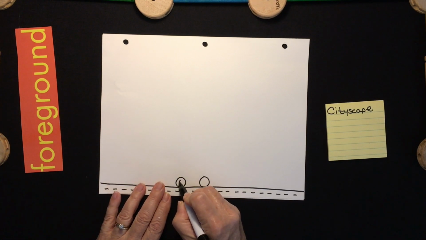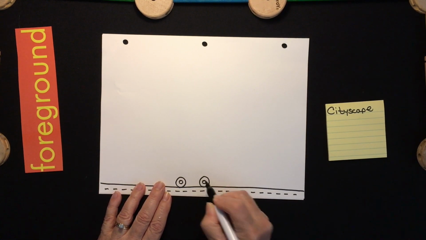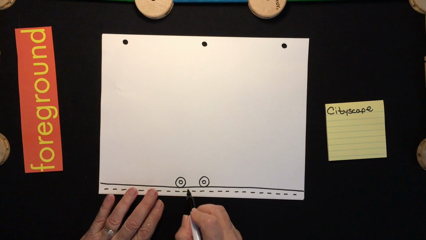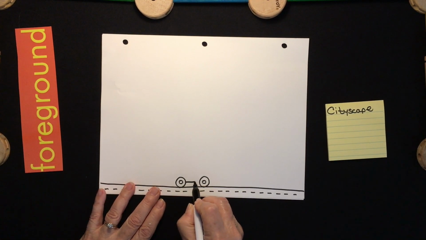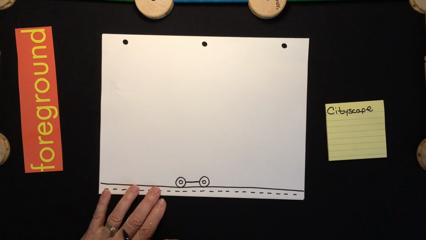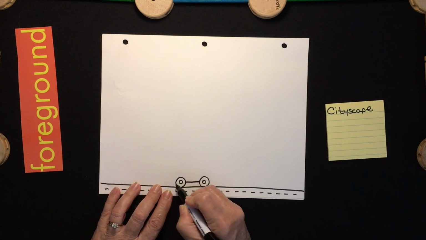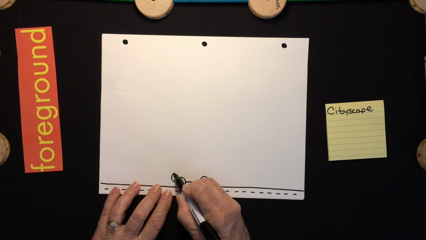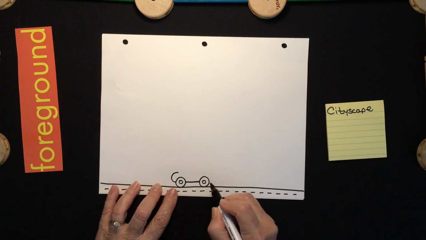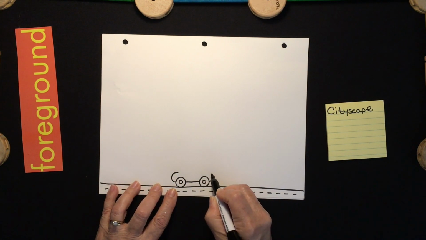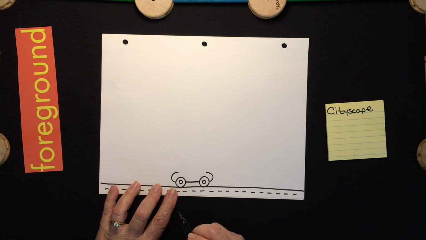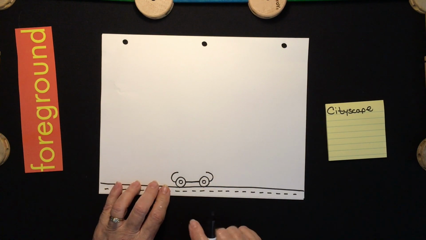Next, I'm going to make 2 smaller circles inside. Look like 2 eyes, don't they? Next, I'm going to make a line from one circle to another. Now it looks like 2 olives on a toothpick. Next, I'll make the front of the car by making the letter C, and the back of the car by making a backwards letter C. You can see now they look like glasses.